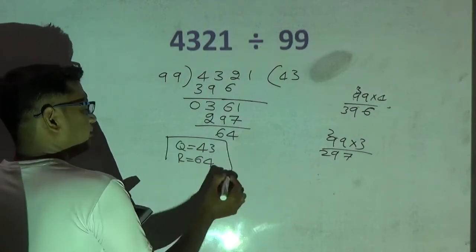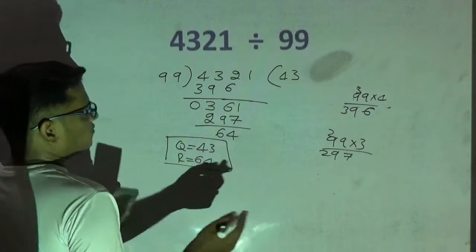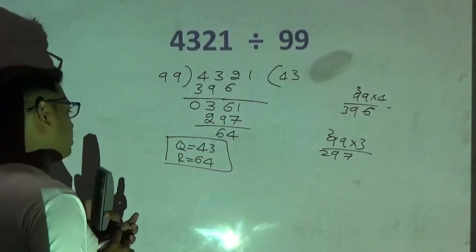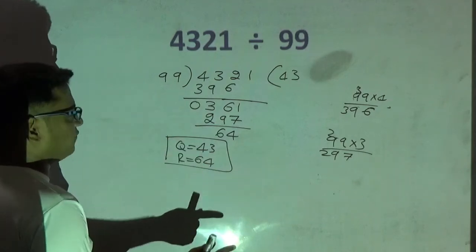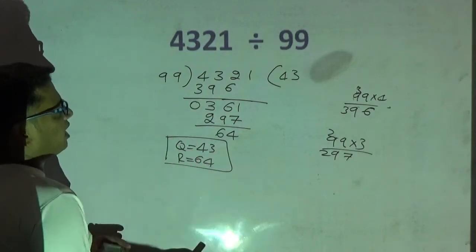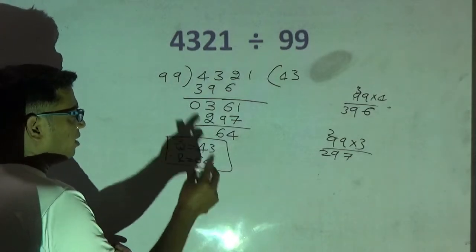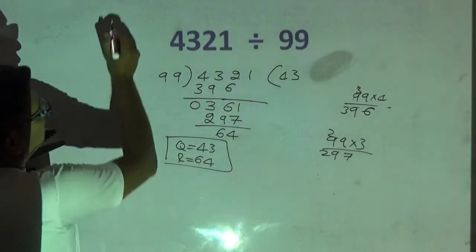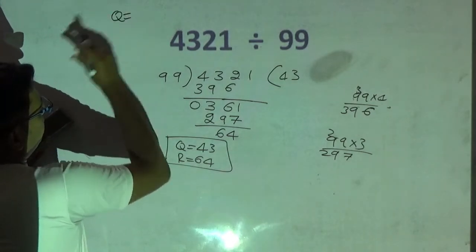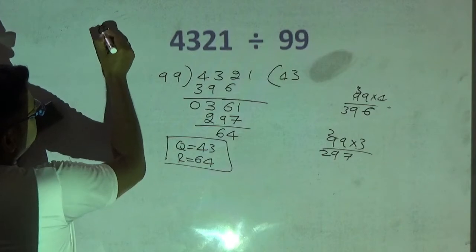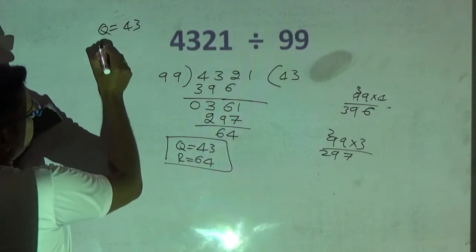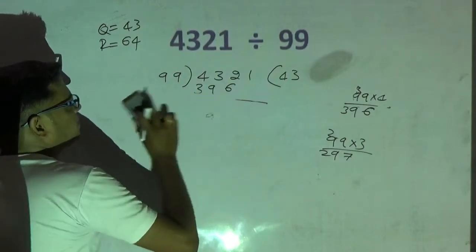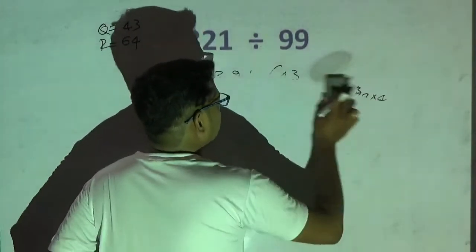Please see here, the answer I got was very lengthy. I needed to go for trial and error to get my answer, correct? Now I will give you the basic trick. Without any trial and error, I will get my answer very quickly and accurately. You can compare your answer as well. The quotient I got is 43, and the remainder is 64. Now I will apply my basic trick and show you how I will get the answer very quickly.